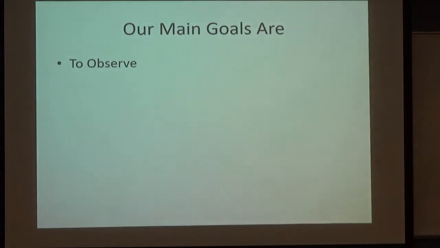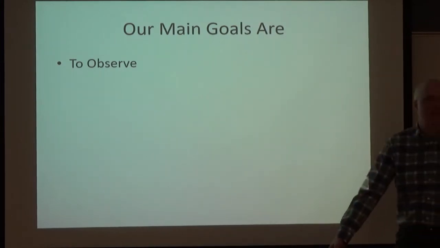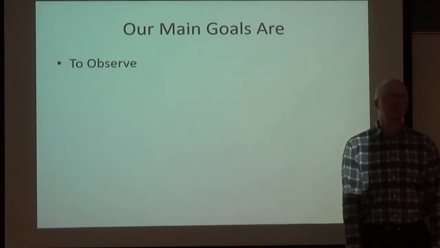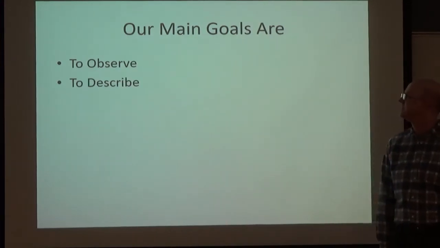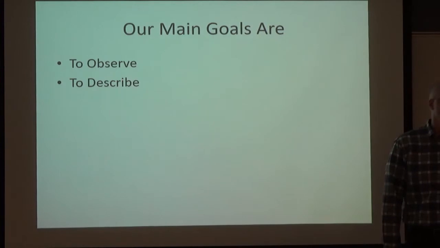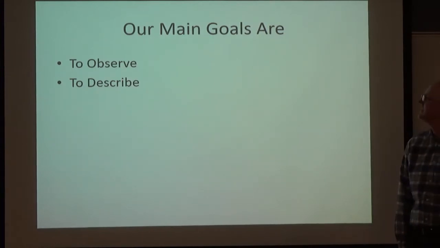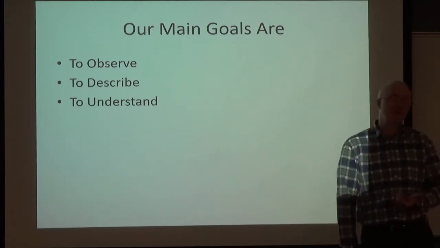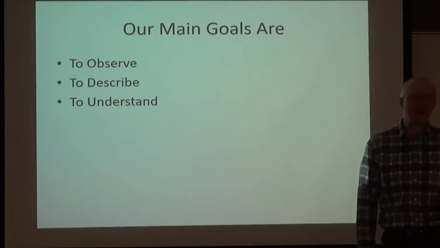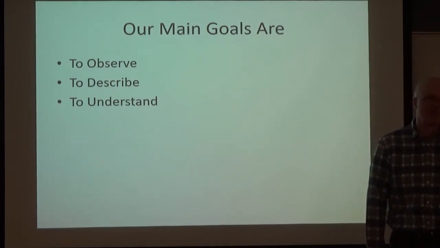Here's our main goals. To observe. And that's actually going to be the main thing that we do today. We're going to make calculations and observations about cyclic groups. To describe what we see, like a scientist would. To understand. I claim we can understand math better than a scientist can understand the world.